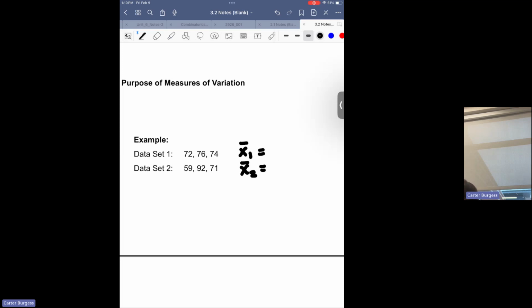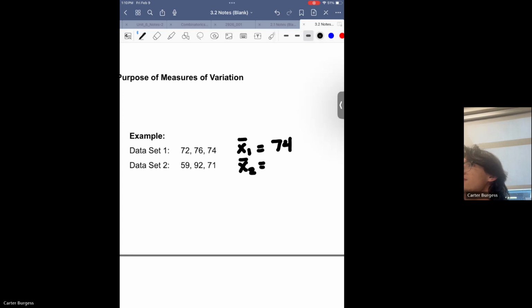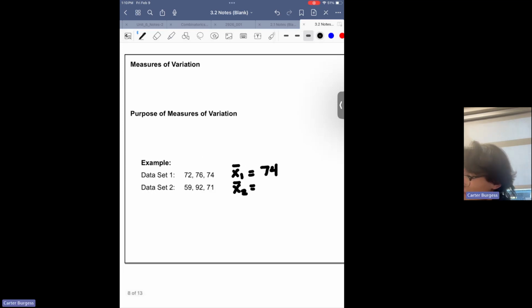So what do we see for data set 1? What's our average? 74. And for data set 2, what do we get? So 71 would be the median, 74. But 74, adding them together, dividing by 3, would be the average. Okay, so the average is the middle, the expected value for these particular data sets are the same.